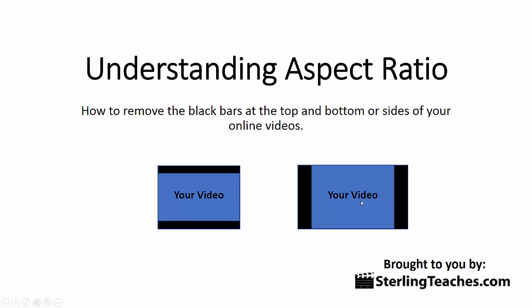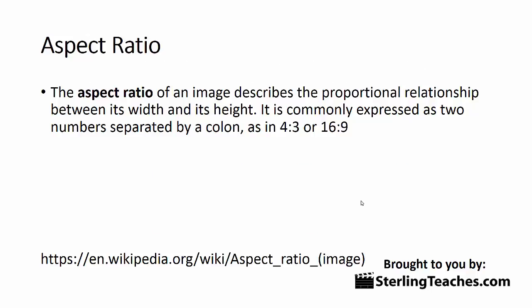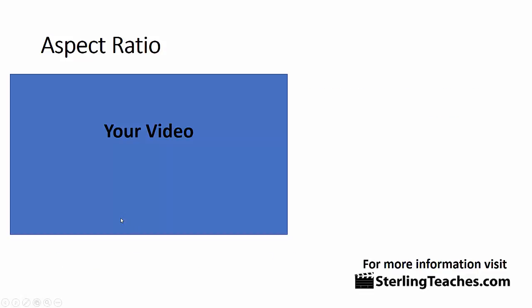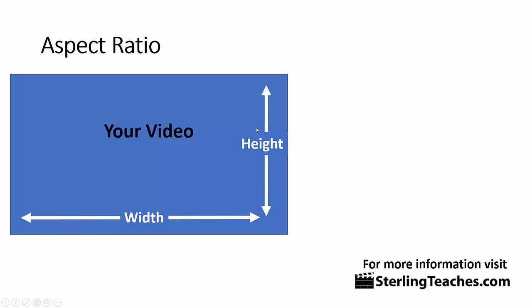In order to fix that wasted space, we need to understand what is causing it and how to prevent it from happening. It all has to do with the video or slide's aspect ratio. According to Wikipedia, the aspect ratio of an image describes the proportional relationship between its width and its height. It is commonly expressed as two numbers separated by a colon, such as 4:3 or 16:9. Essentially, the aspect ratio is the width's relationship to its height of the image.